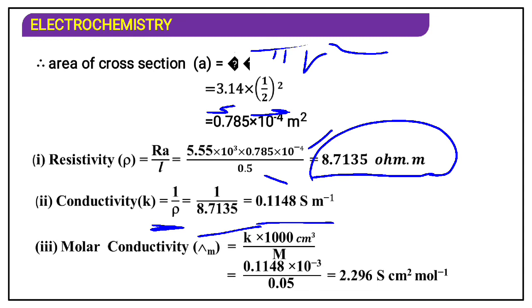Let us go to molar conductivity. So what is the unit of K here? K is called Siemens meter inverse.